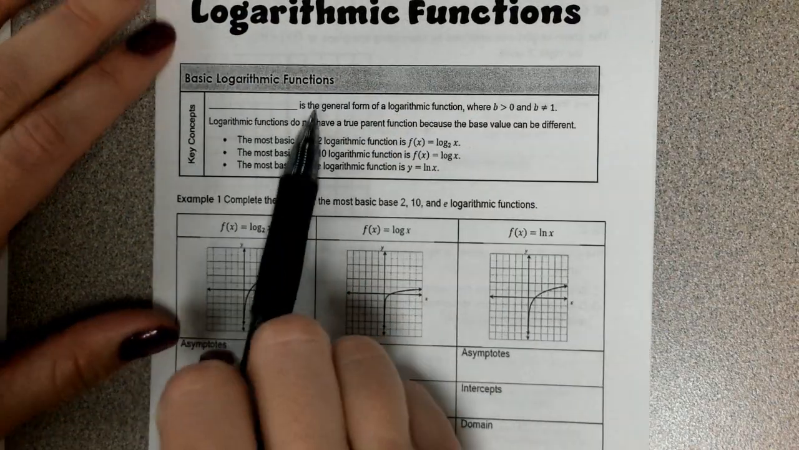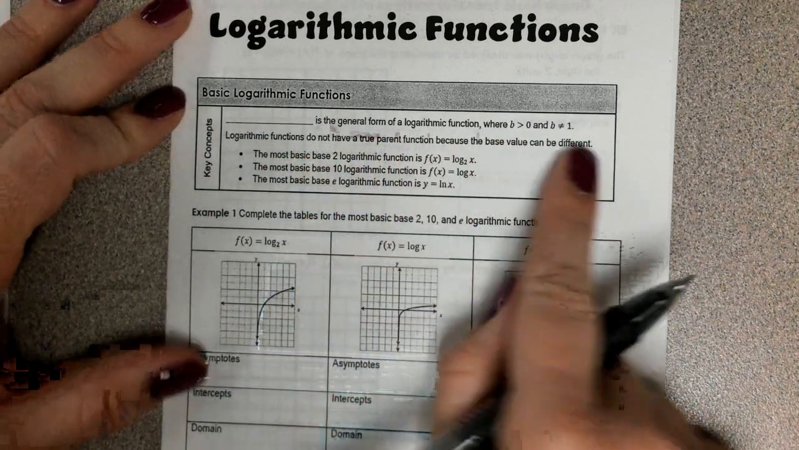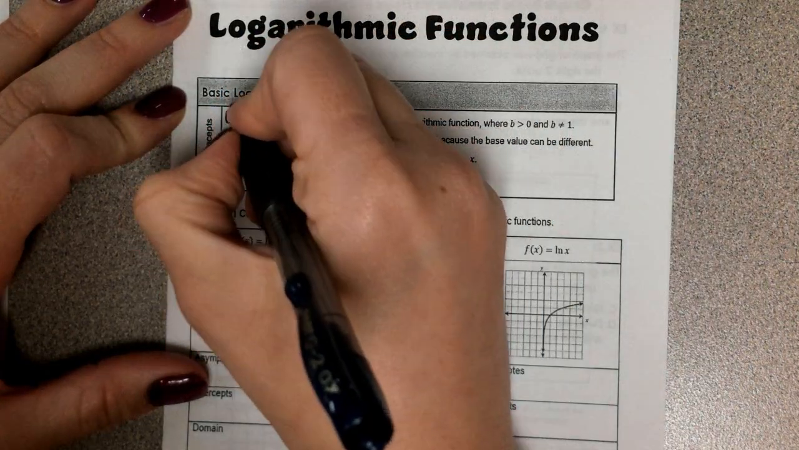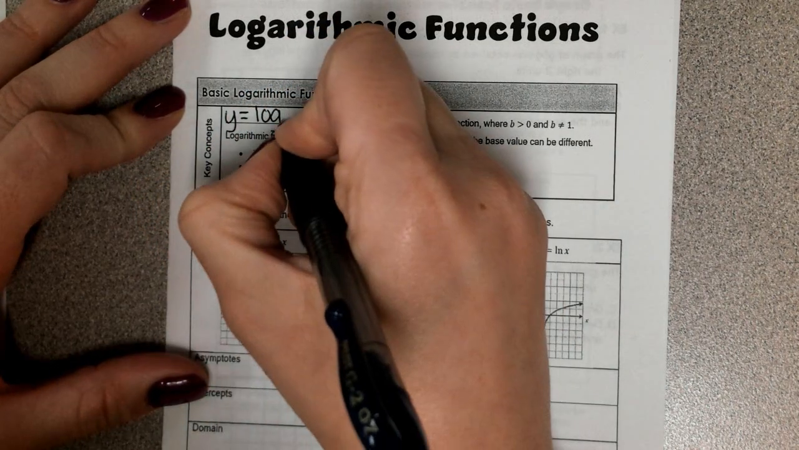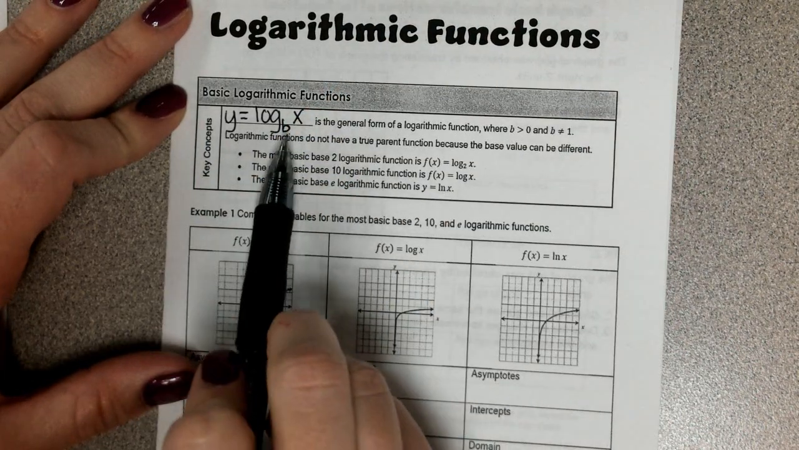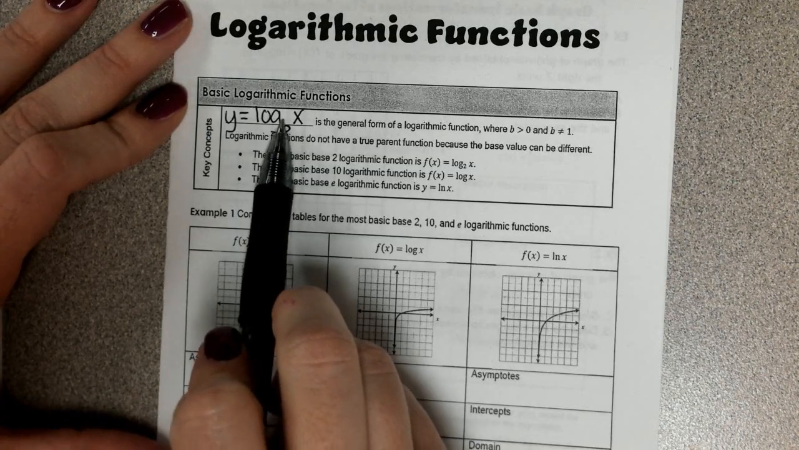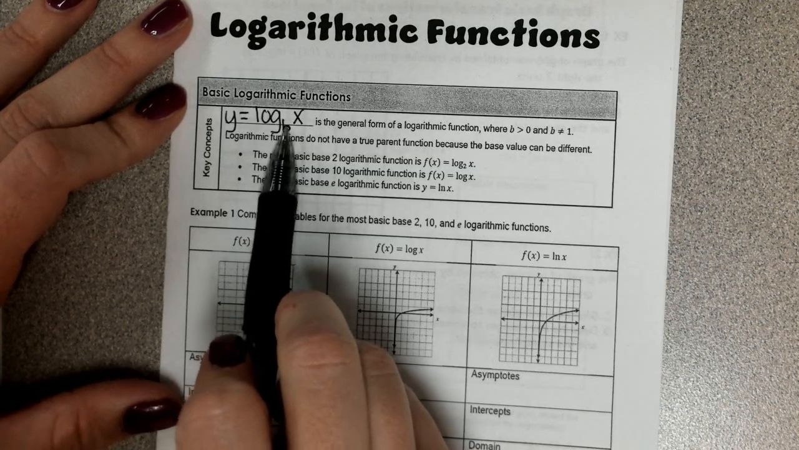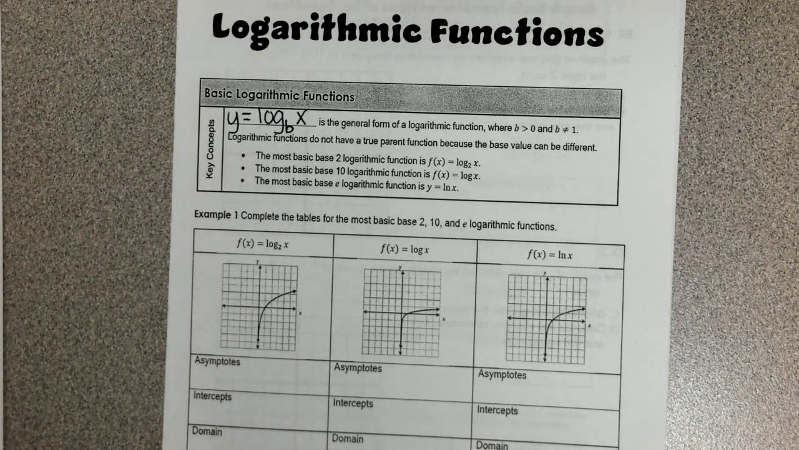Basic log functions. Something goes in this blank, the general form of a log function. It's going to look like this: y equals log base b of x. The base b is a subscript, below the line. Sort of the opposite of an exponent.